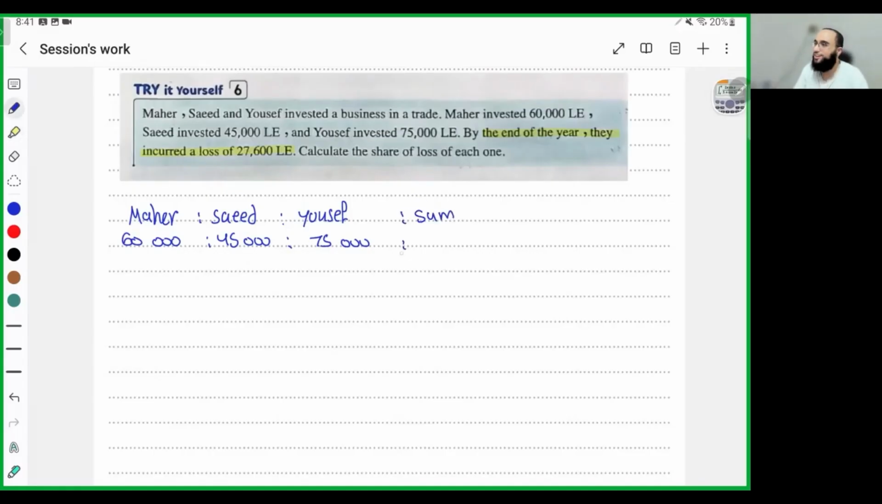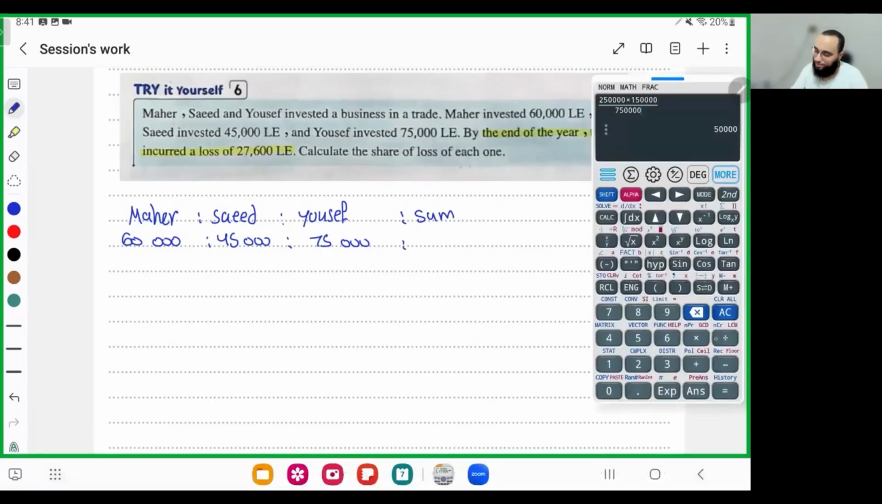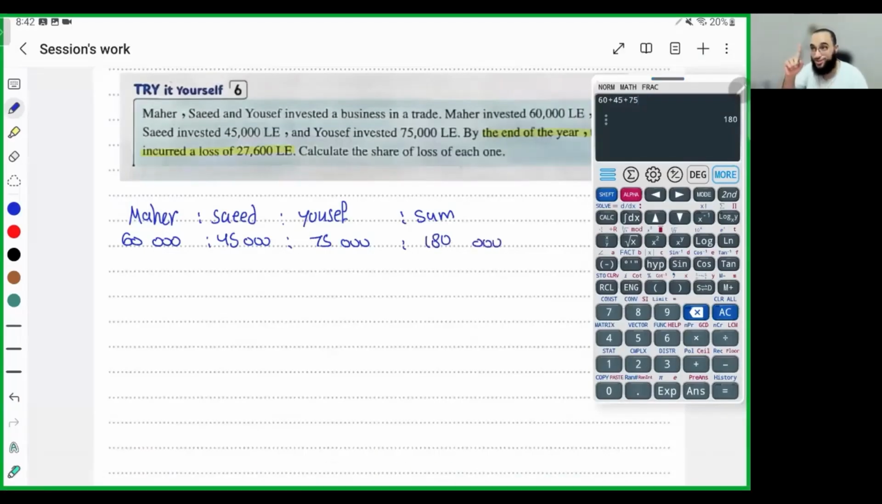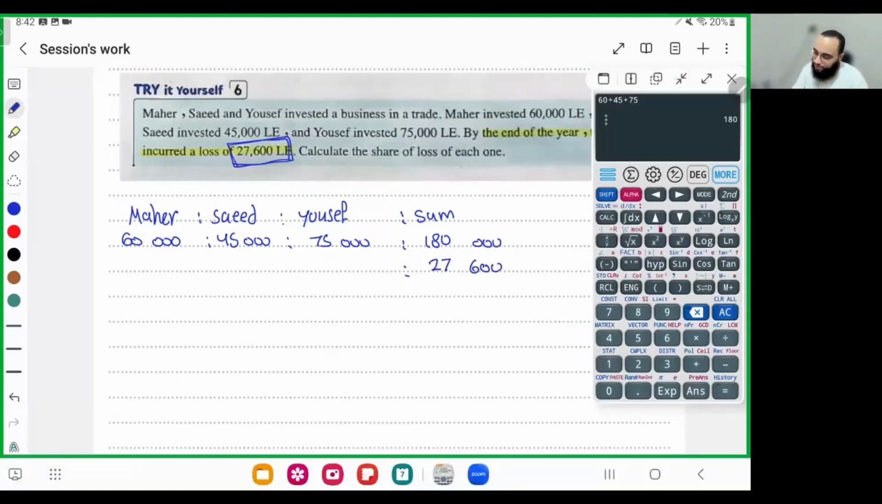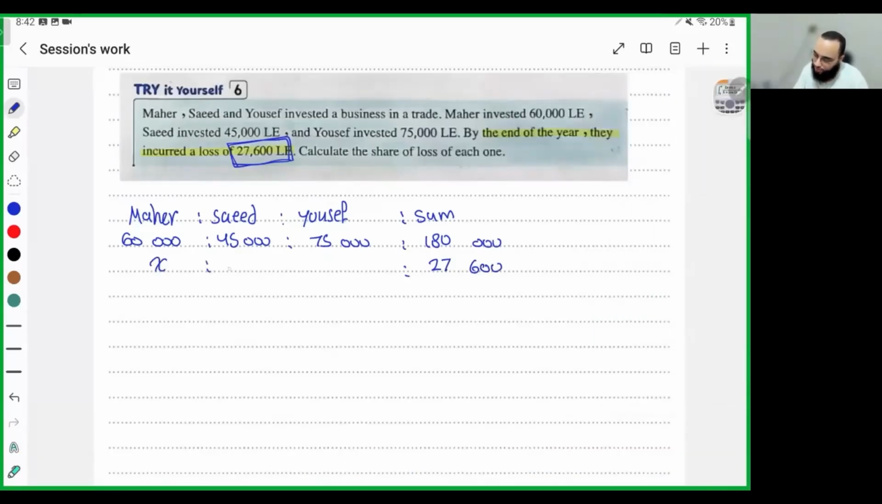You want to simplify? I'll not simplify. Add them together. 60 plus 45 plus 75. It's 180 and 3 zeros. Don't forget the 3 zeros. And below the 180 is the actual loss, which is 27,600. This is X, this is Y, this is Z.